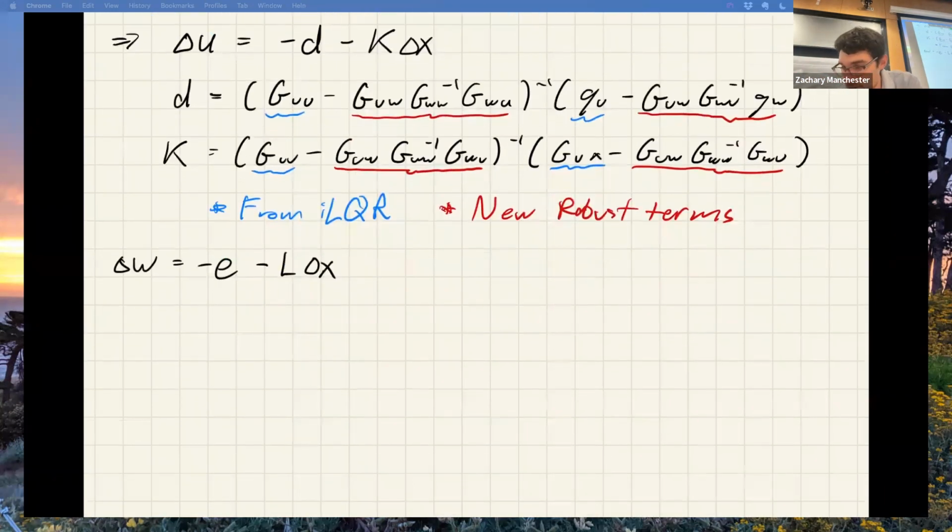And so this guy, similar stuff. I'll just write this down real quick. But it has a symmetry where they mirror each other with just the U's and the W's flipped.